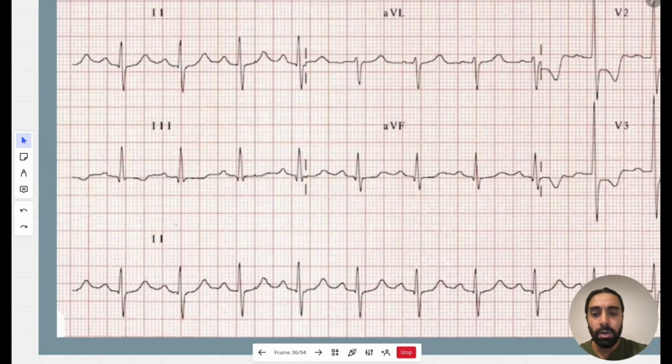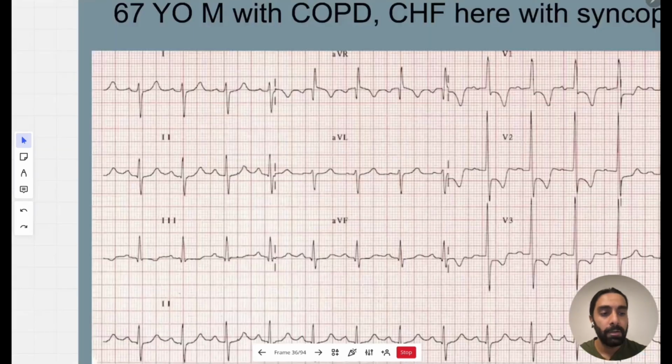The R to R interval looks spaced out regularly. There are P waves before every QRS. And when it comes to axis, you have more downward deflecting in lead 1 and more upward in aVF, so that's more right axis deviation.